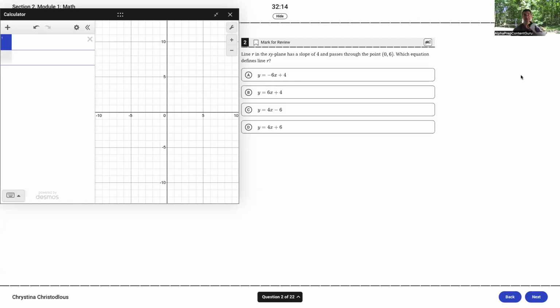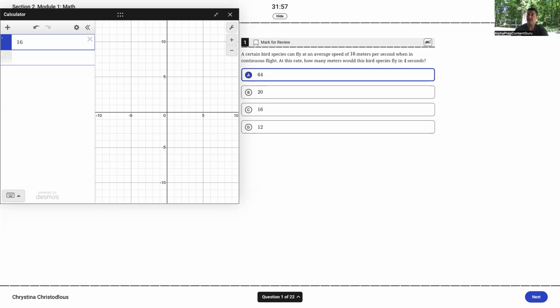So I started it and I've only got 32 minutes left, but I only have 18 minutes till I start working with someone else. And I was only on number 2. So number 1, I got 64 because it said that a bird can fly at 16 meters per second and the bird flew for 4 seconds. And so if it's 16 meters per second, then you know that it's 32 meters in 2 seconds. And in this case, 64 meters in 4 seconds.